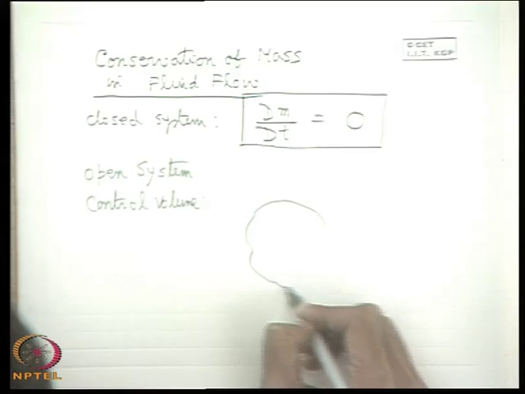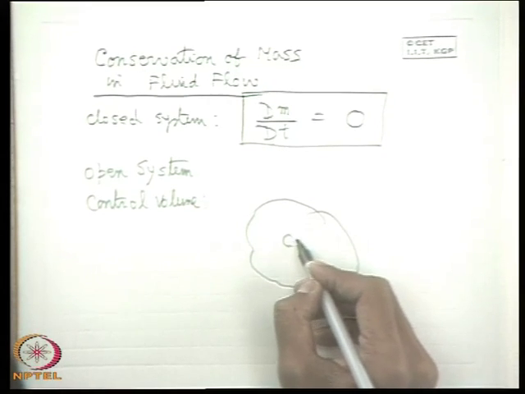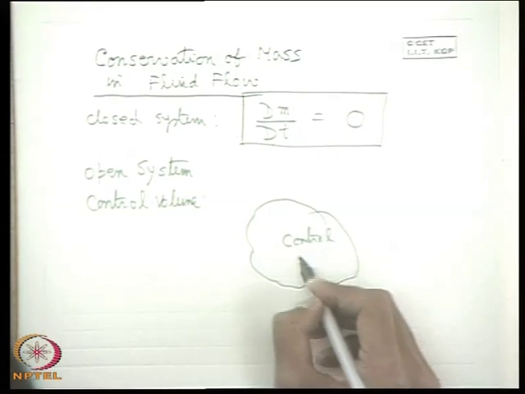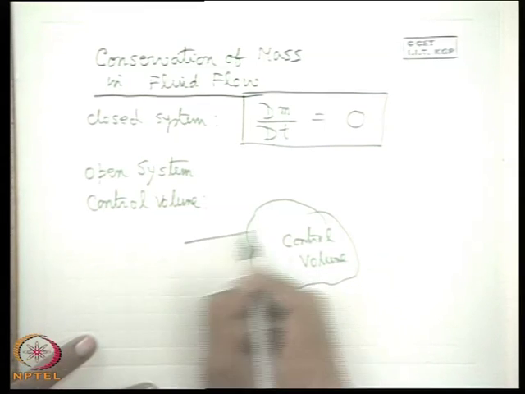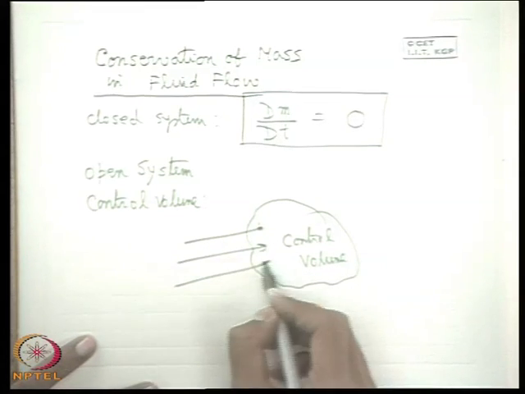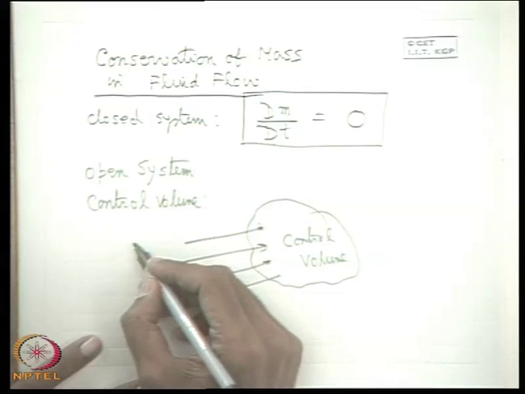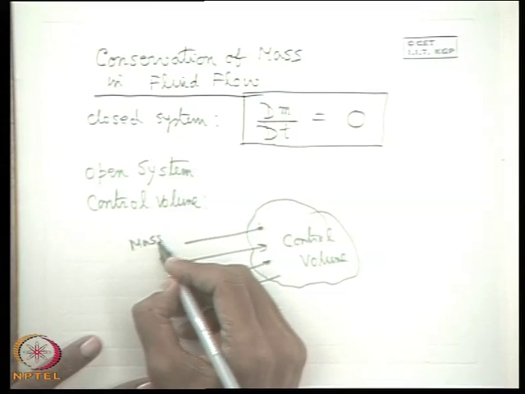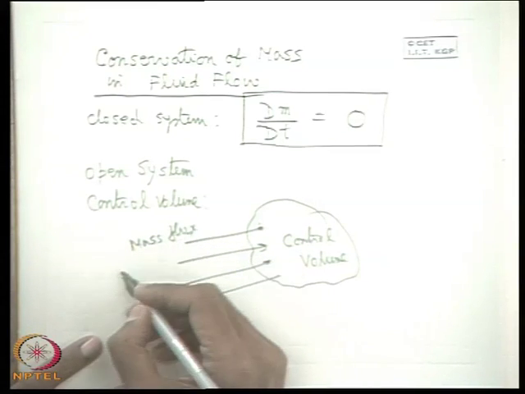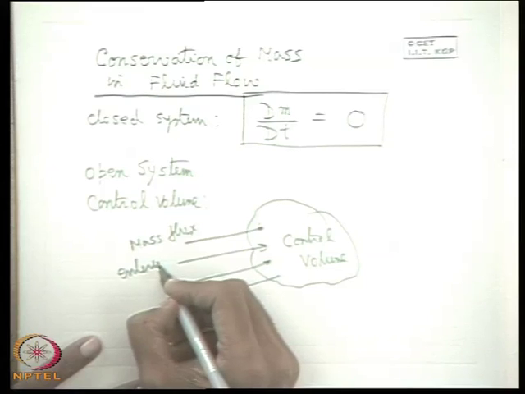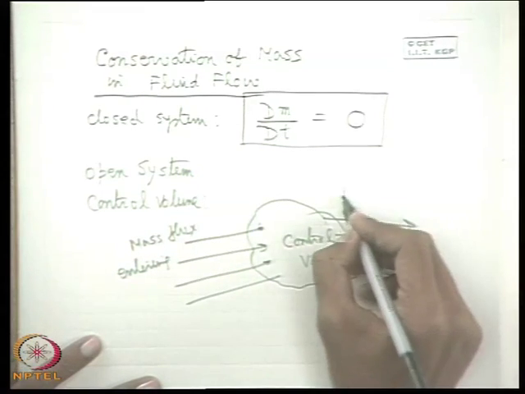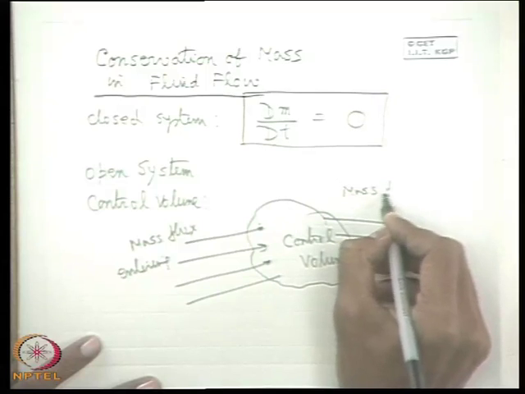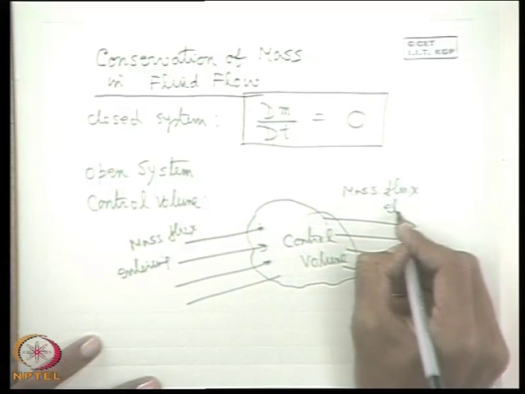If we have an open system or control volume, we can simply state the conservation of mass like this. If mass enters the control volume, this is the mass flux entering and the mass flux leaving.